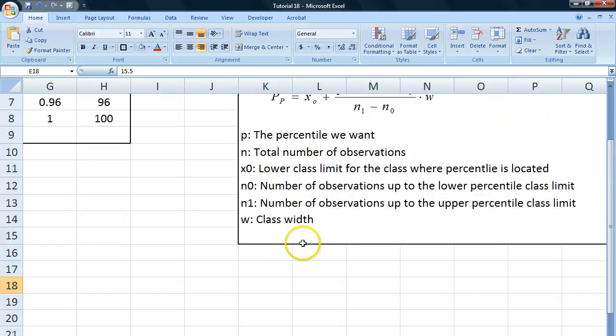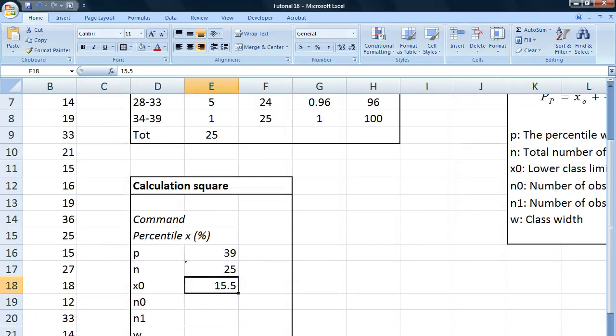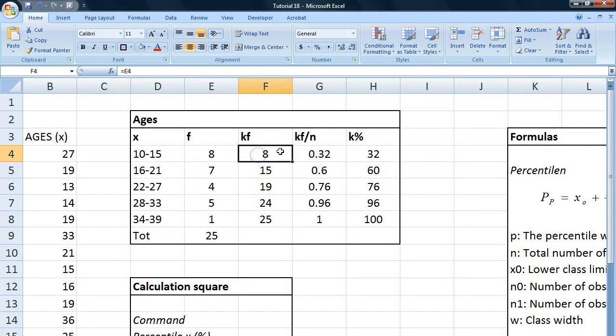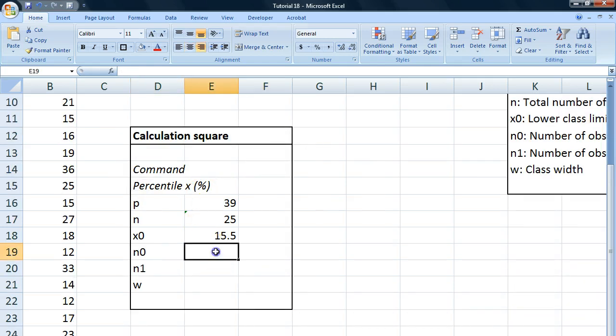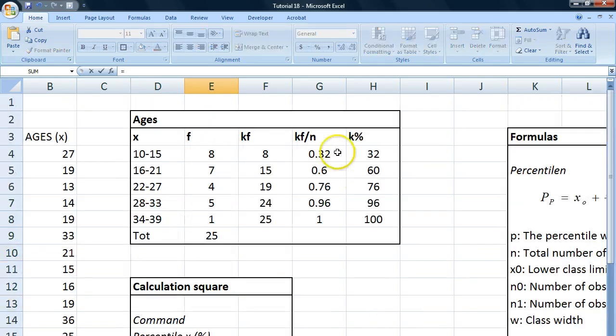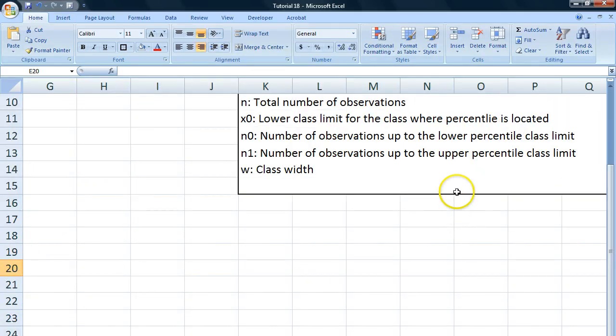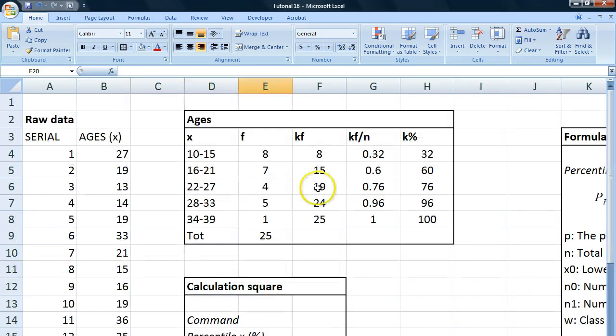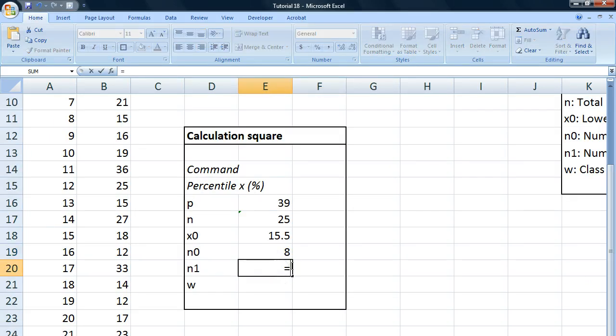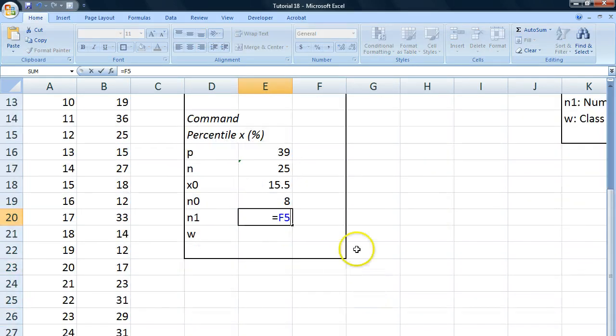N0 is going to be the number of observations up to the lower percentile class limit. So we're going to look at our table again, and we see we have 8 frequencies, and then we have 15 frequencies, but that's including this class, so we're just looking for the 8 right now. So we're just going to write 8. N1 is the number of observations to the upper percentile class limit. Well, that's 8, and then we go up here to the upper class limit, which is 21.5, and we have 15 frequencies there, so we're going to write is equal to 15.